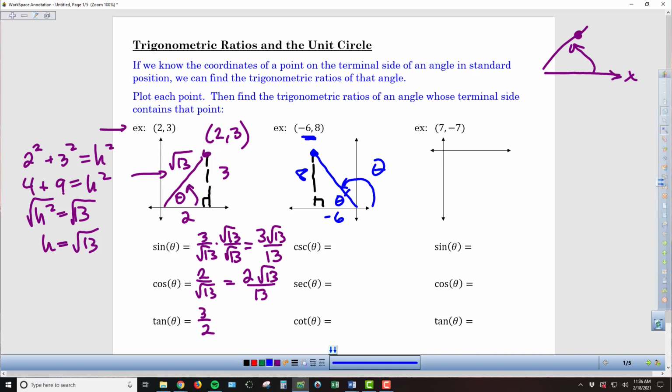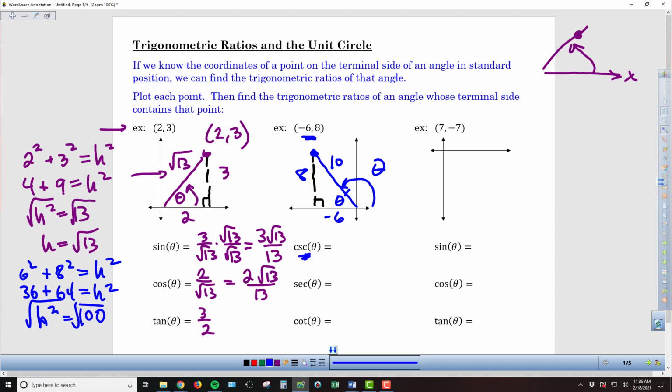And then again, using a little Pythagorean theorem, we can go -6 squared, which is really the same as 6 squared, plus 8 squared equals my hypotenuse squared. So I've got 36 plus 8 squared is 64 equals h squared. So h squared equals 100. And so then if I take the square root of both sides, we find that the hypotenuse in this case is 10. So now that we have the 3 sides of the triangle, we can go ahead and figure out what these various trigonometric ratios are.